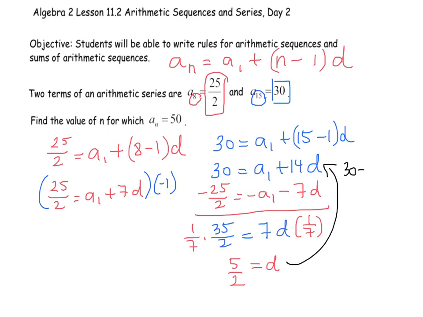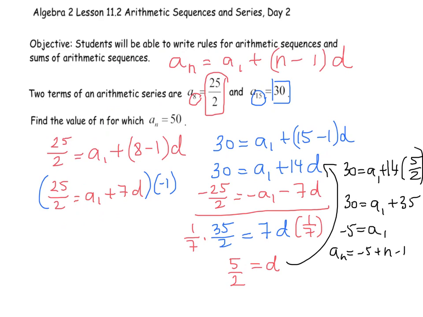So 30 equals a1 plus 14 times 5 over 2, which will give me 30 equals a1 plus 35. And if I subtract 35, a1 is going to give me -5. So now I can write the rule for the arithmetic sequence. I can say an equals -5 plus n minus 1 times 5 over 2.